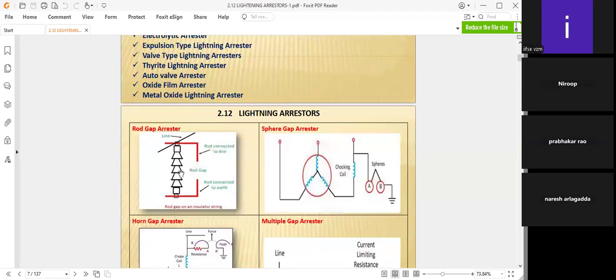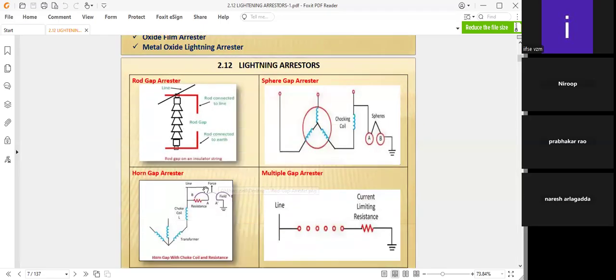Coming to the rod gap, this is the rod gap arrester. This is the line, the high tension line, where the rod is connected to the line, and across the rod gap another rod is connected to the earth. That means earthing. This is one of the schematic diagrams where the rod gap arrester is. And the spear gap is there. These are spear gaps, where there can be a choking coil, and the spears, therefore it will reach the earth also.